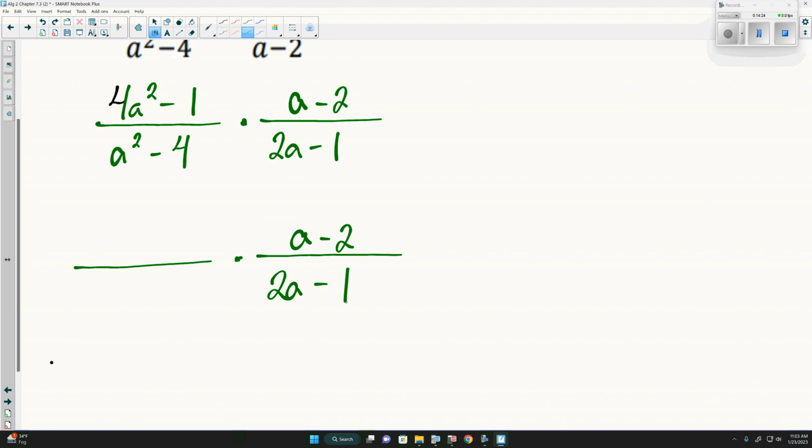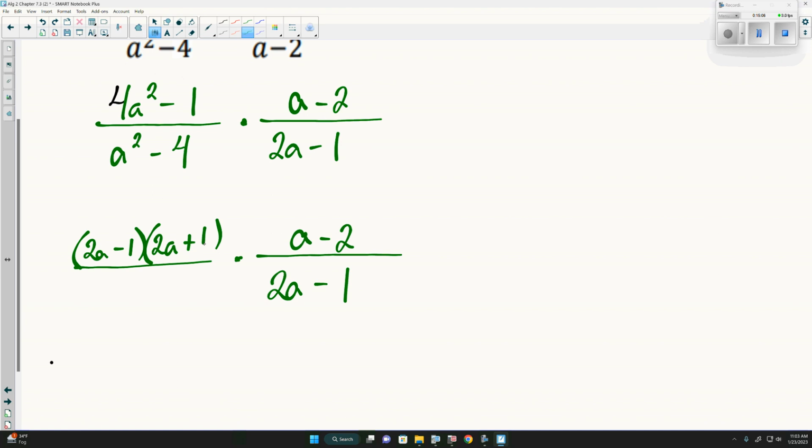Now, 4a squared minus 1. Because when we have 2 terms, it's either difference of perfect squares or sum or difference of perfect cubes. 4a squared, is it a perfect square? What times itself is 4? What times itself is a squared? 2a times 2a would give us 4a squared, yes? Perfect square. Is 1 a perfect square? Yeah, 1. So this here would be 2a minus 1 and 2a plus 1, because it's a difference of perfect squares.